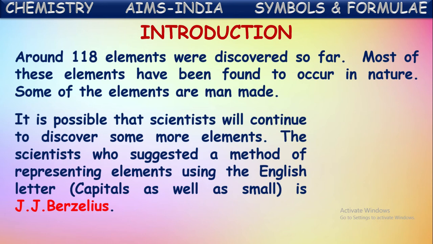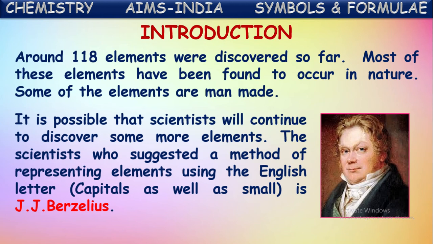The scientist who suggested a method of representing elements using English letters is Berzelius. Before him, some other scientists also tried to symbolize these elements to represent them in chemical reactions, but failed. But Berzelius successfully gave the symbols for the elements by putting certain rules. He proposed that the starting letter of its English name is taken as its symbol.